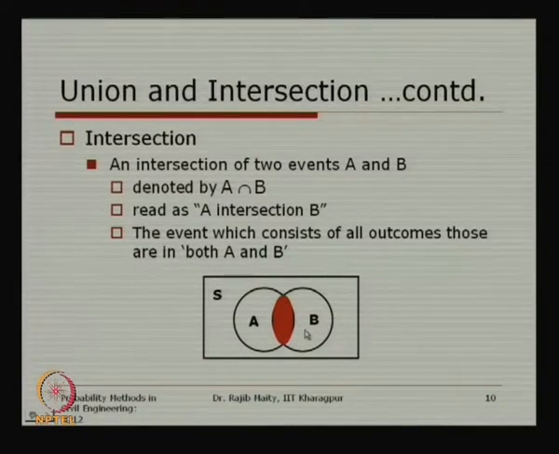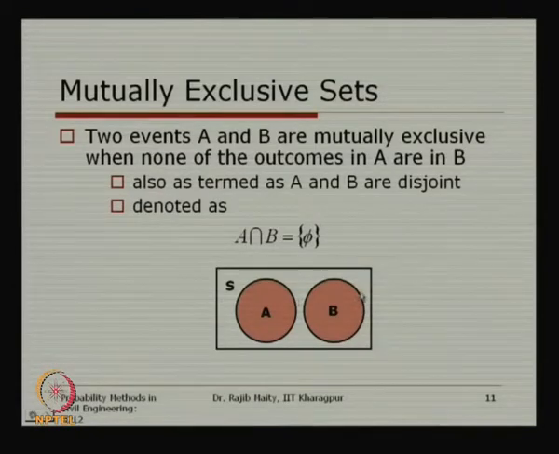So once again, the union is the total area that consists of either B or A or both A and B, that is the union, and intersection means it is both in A and B. There are a few other concepts that are also useful.